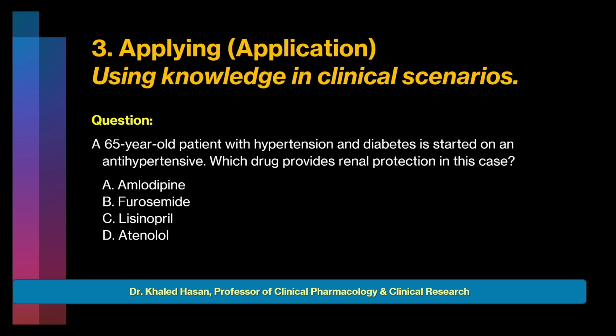Okay, applying the information, we have a 65-year-old patient with hypertension and diabetes. So we have two medical cases here in the patient, hypertension and diabetes. Started on antihypertensive medication. Which drug provides renal protection in this patient? So we're looking for medication that provides renal protection. A, amlodipine, B, furosemide, C, lisinopril, or D, atenolol.